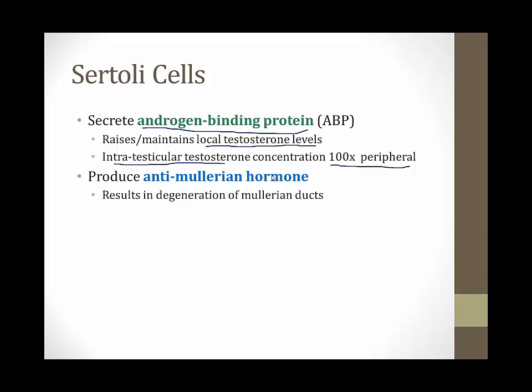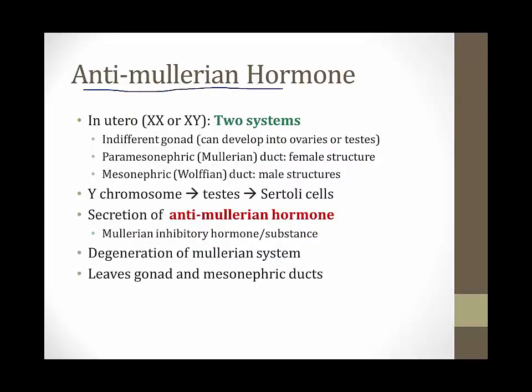Sertoli cells also produce a hormone called anti-Müllerian hormone. This is important in male development in the fetus because it results in degeneration of the Müllerian ducts and the female structures. So let's talk about anti-Müllerian hormone in a little more detail. In utero, very early on in development, whether the baby is XX or XY, there are initially two reproductive systems present. First of all, there is an indifferent gonad, which can potentially develop into either ovaries or testes. There is also a female structure called the paramesonephric or Müllerian duct, and a male structure called the mesonephric or Wolffian duct.